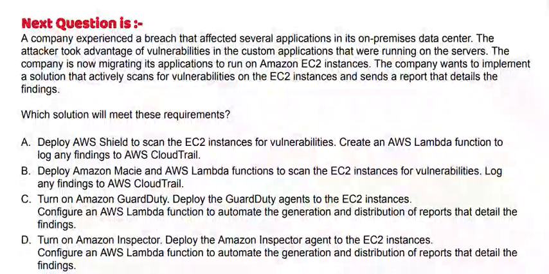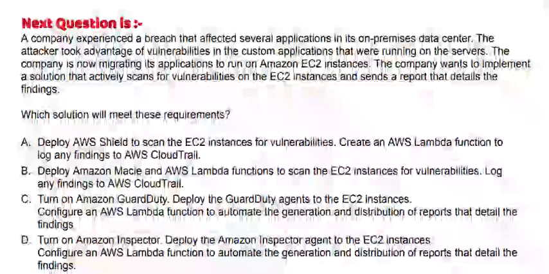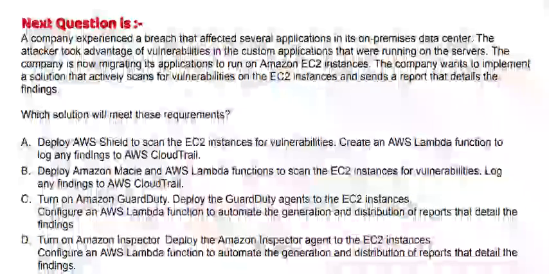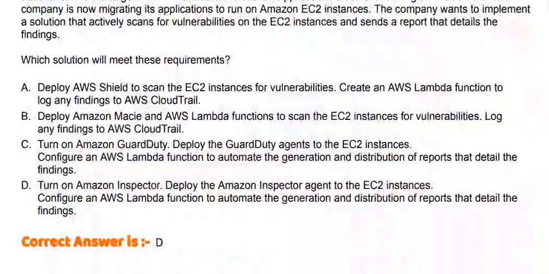And option D. Turn on Amazon Inspector. Deploy the Amazon Inspector agent to the EC2 instances. Configure the AWS Lambda function to automate the generation and distribution of reports that detail the findings. And the correct answer is option D.